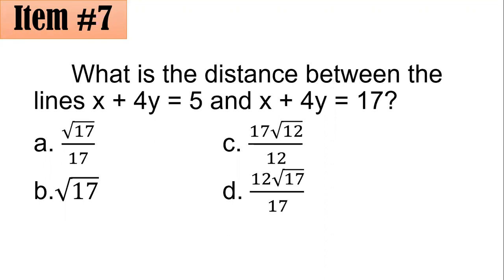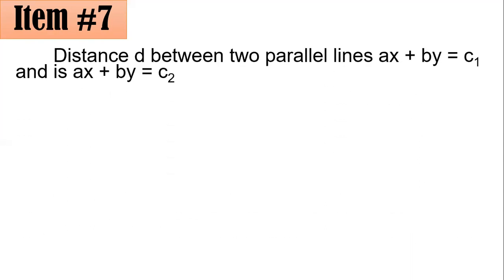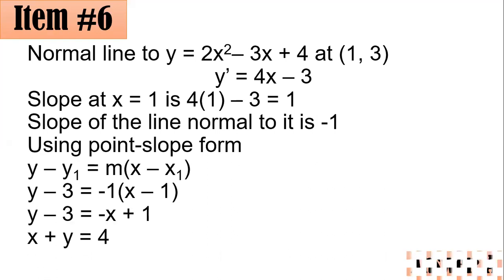And if you could see, x plus 4y equals 5 and x plus 4y equals 17 are both in standard form. The left side components are the same and the right hand side components are different, which actually tells us they are parallel lines. And remember, 2 lines have distances if they are parallel. But if they are not parallel in the Cartesian plane, then they don't have a distance.